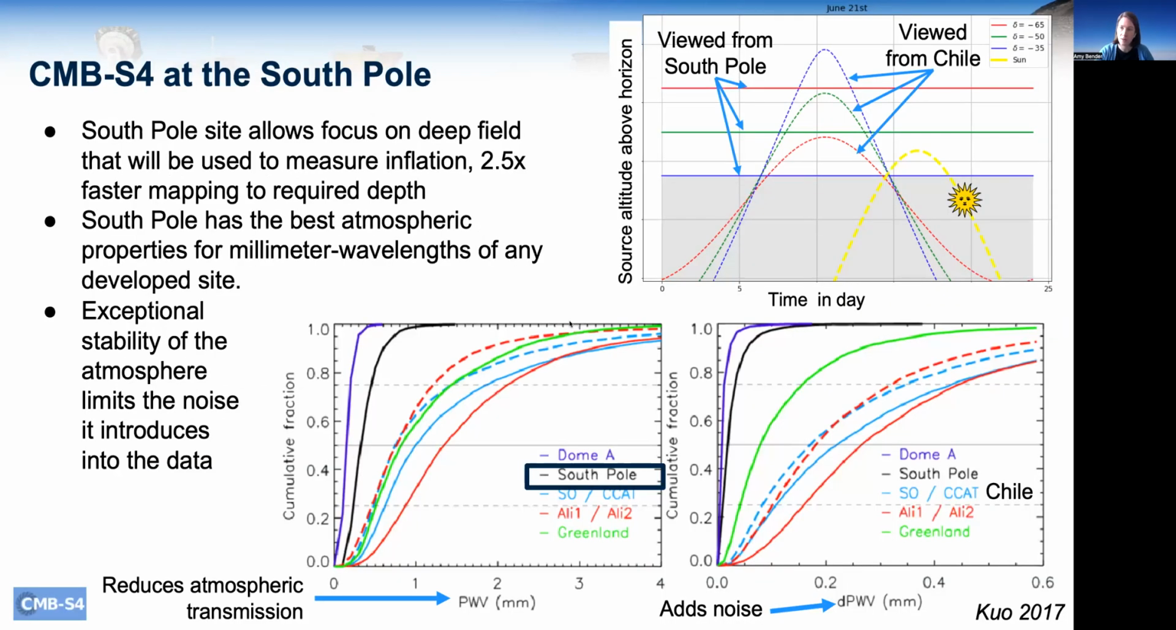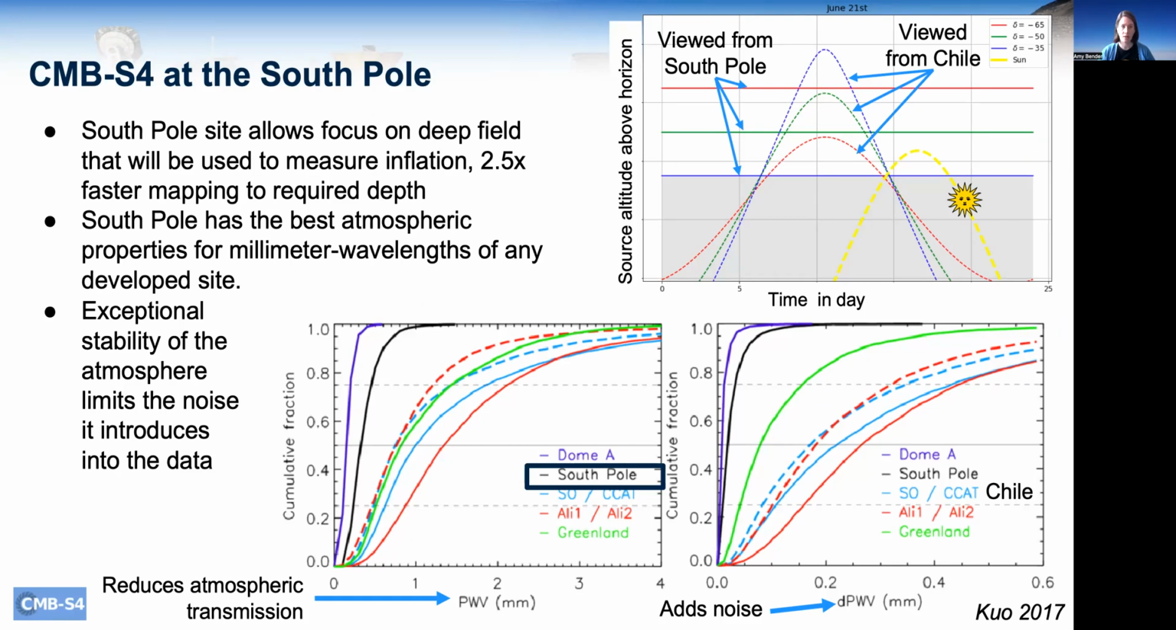Now, why is CMB-S4 at the South Pole? Well, the South Pole offers some very important advantages, the first of which is just a geometric advantage. Because sources stay at a constant altitude above the horizon all day, 365 days a year, you can naturally map a given patch of the sky much faster. It ends up being about a factor of 2.5 times advantage.